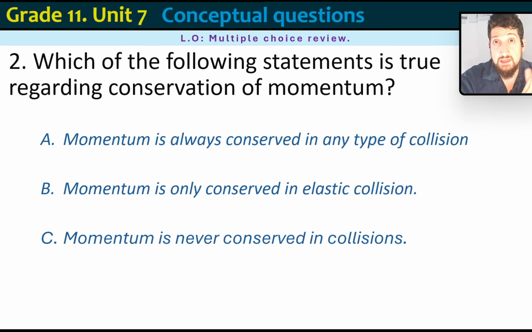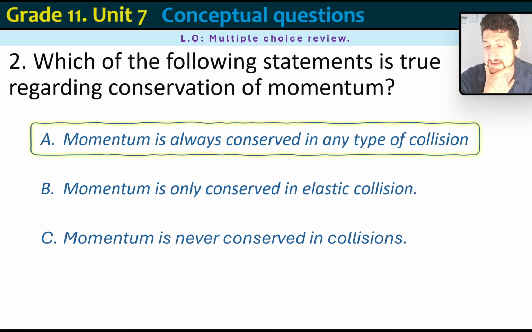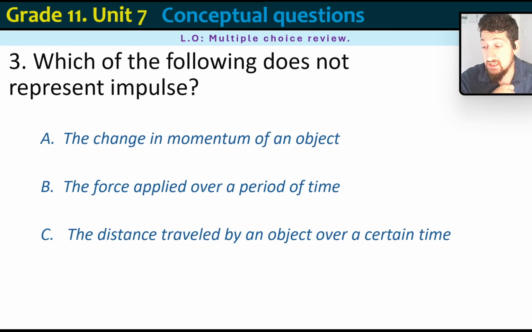So that is to say, if the two objects collide and whether they bounce off each other or whether they stick together, it doesn't matter. The momentum before will equal the momentum after. Okay? So it's conserved in any type of collision.